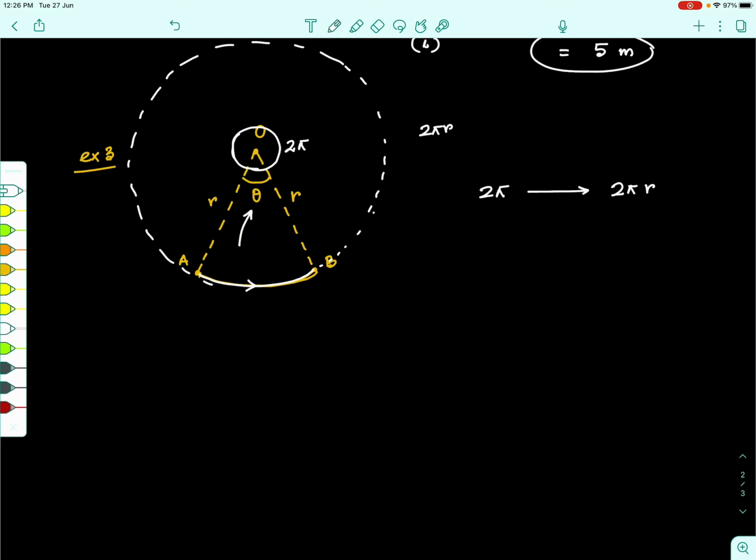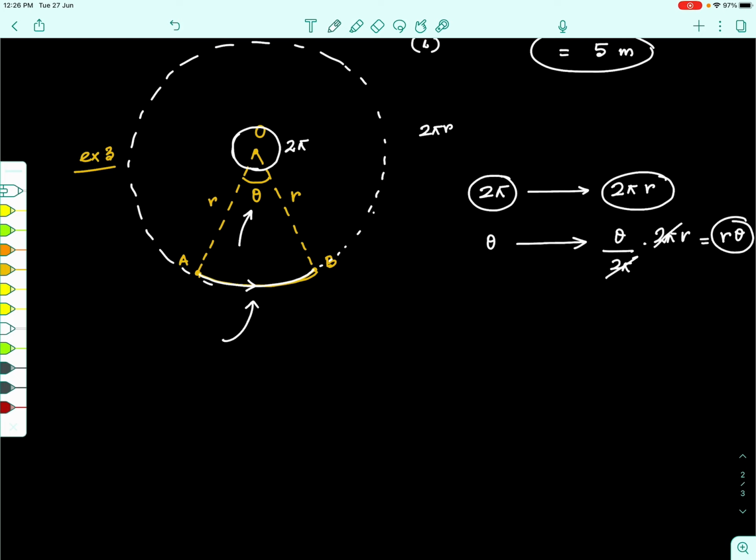So we can use the unitary method here. We will say that if an angle of 2 pi creates an arc length of 2 pi r, then an angle of theta will create an arc length of theta by 2 pi times 2 pi r, isn't it? Which will be nothing but, 2 pi cancels out and you are left with r theta. So, r theta is the length of this arc AB from A to B as it subtends an angle theta.